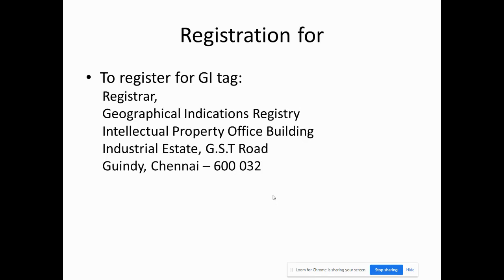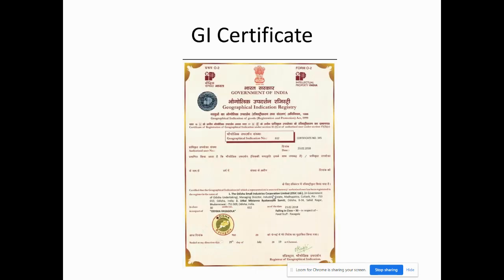If you want to register, you can register for a GI tag at the Registrar of Geographical Indications Registry, Intellectual Property Office building, which is in Chennai. This is a GI certificate finally issued for Rasgulla. I have taken it from Wikipedia. You can see this certificate, and finally you get this kind of certificate.